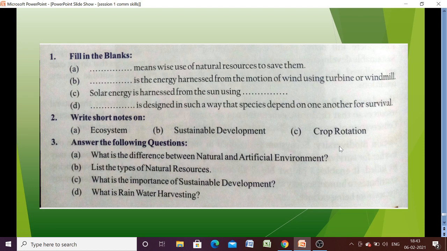Fourth question. Dash is designed in such a way that species depend on one another for survival. So ecosystem is designed in such a way that species depend on one another for survival. Now question number 2, we have to write short notes on the given topic, and the first topic is ecosystem. So we can write about ecosystem that it is a system which consists of all plants and animals and humans who are dependent on each other, and the relationship between living organisms and their environment forms an ecosystem.